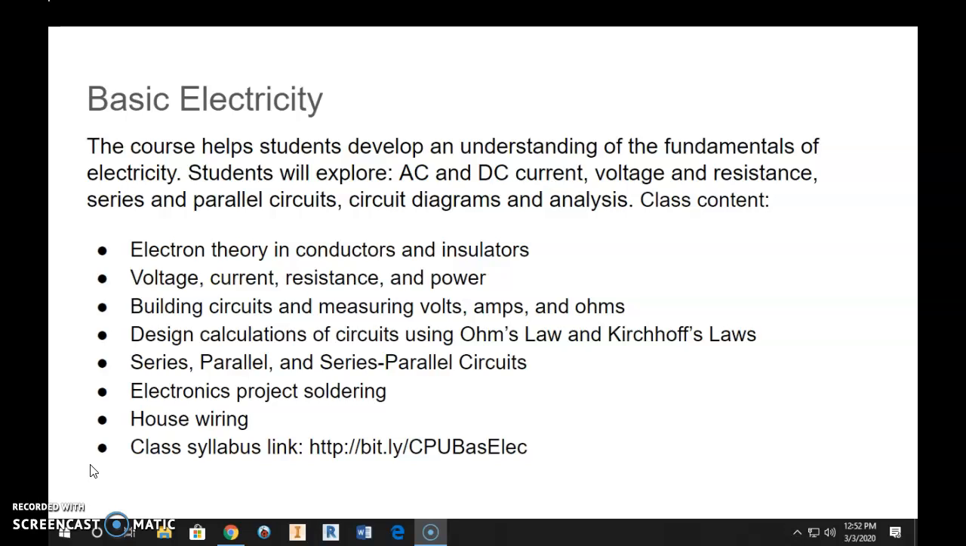We'll work with parallel circuits, series circuits, and combination circuits. Electronics project soldering is a fun project kids always enjoy, and we will do some house wiring. I do have a syllabus available for this class and all the other classes using the link below on the bottom of the screen here.